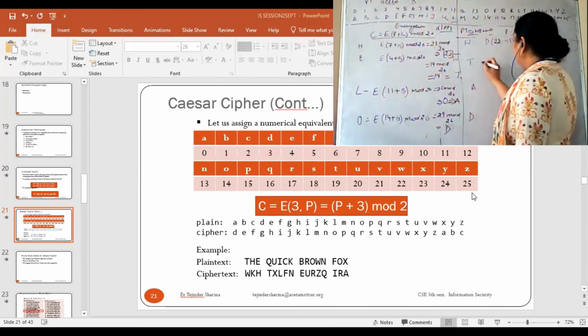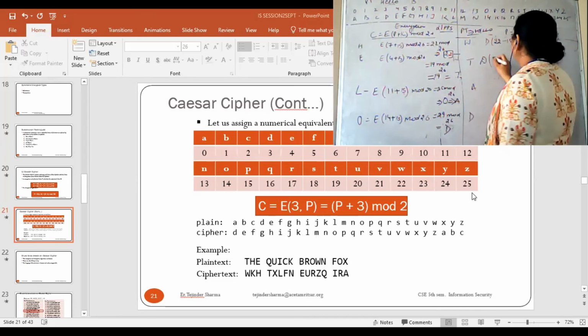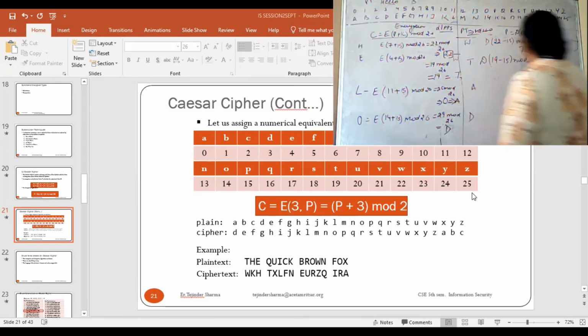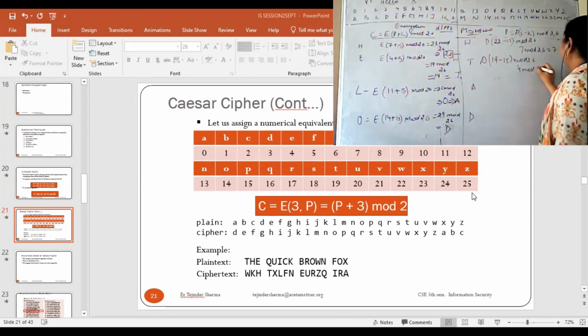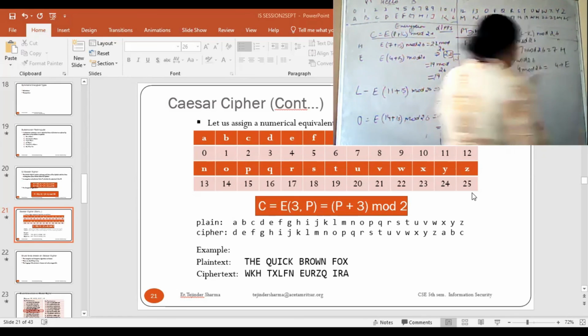Now T. T is at 19th position. So 19 minus 15 mod 26. You will get 4 mod 26 which is equal to 4 only, and you will get E here because at 4th position there is E.